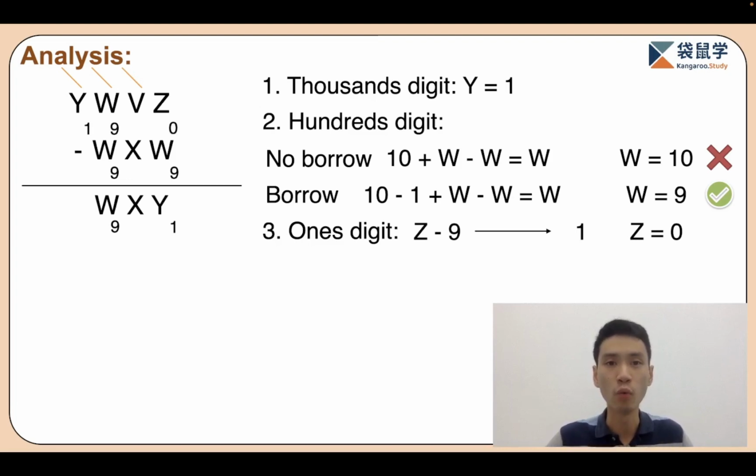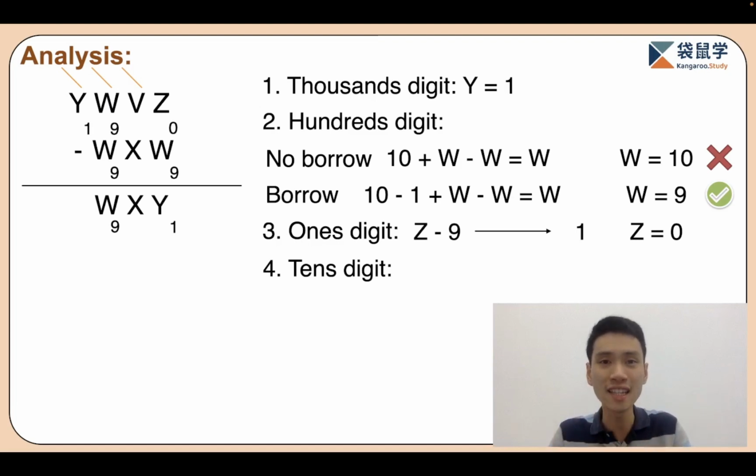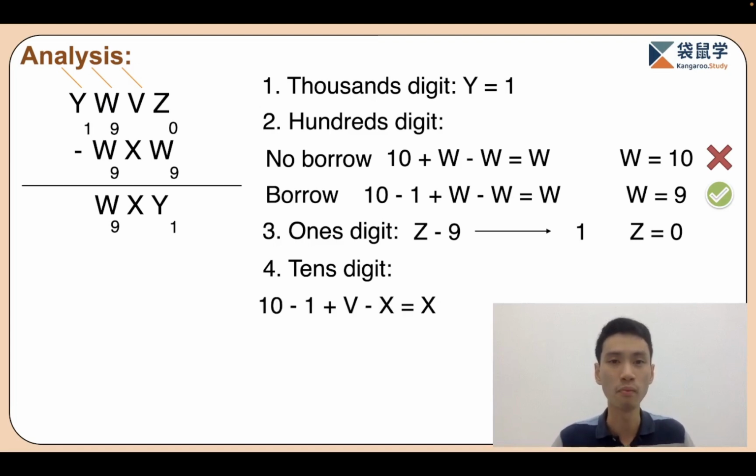Now we're just left with the tens digit to analyze. Now, we already know there's borrowing from the hundreds digit to the tens digit and from the tens digit to the ones digit. So, how could we express all of this in an equation? Well, it would be 10 minus 1 plus V minus X equals X. And we can simplify this further. 10 minus 1 simplifies to 9, and the minus X we can move to the other side of the equal sign to get 9 plus V equals X plus X.